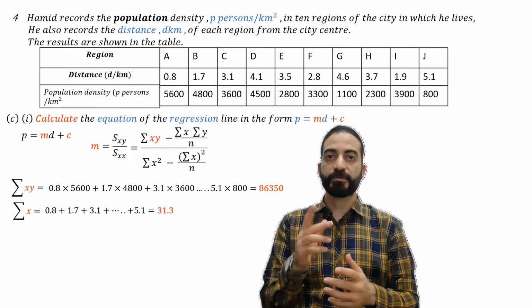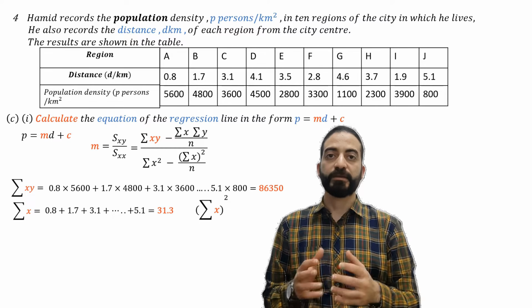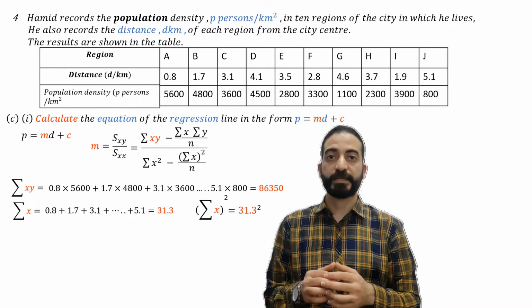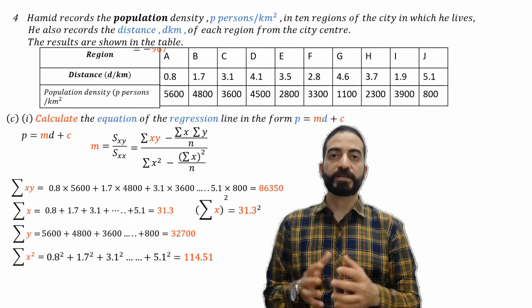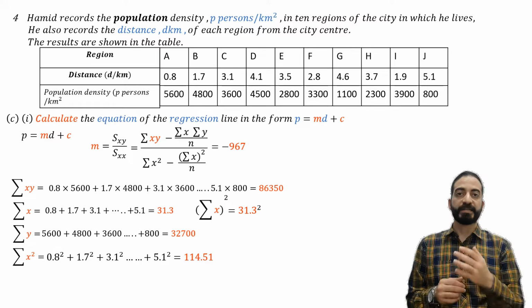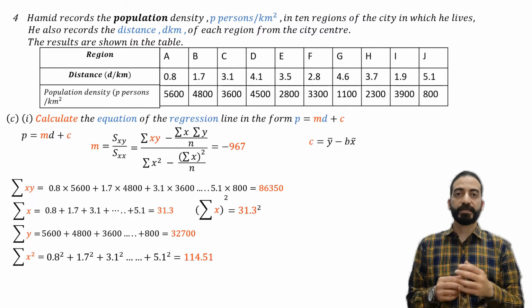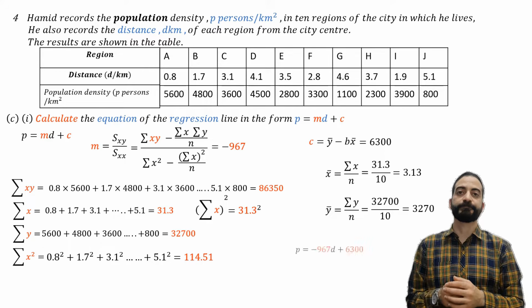And also what is meant by sigma x is 0.88 plus 1.7 plus 3.1, etc. So we get the answer for M approximately minus 967. As for C, it is like this. And now we put the answer of M and C to get the equation.